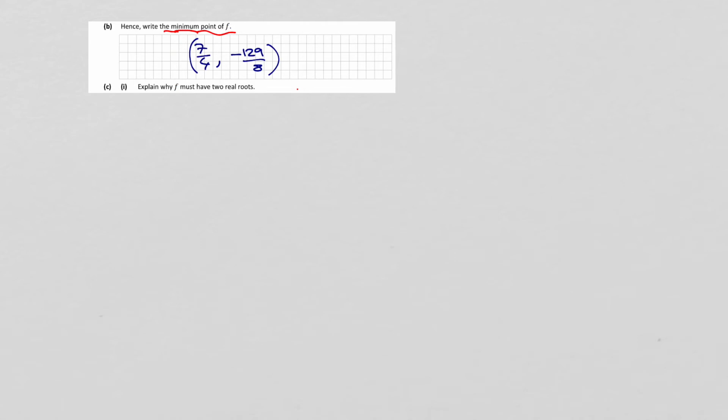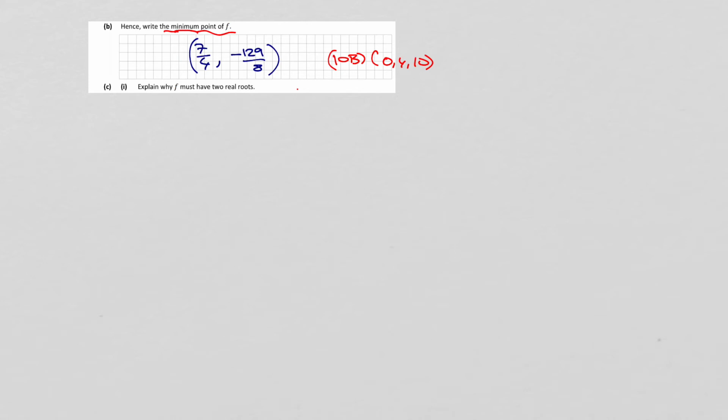And that's 10 marks going for that. So it's either right or partially right, or it's wrong. In other words, if you get one of the coordinates right, you take off from 4, both right, and you get 10. So we then have to explain, well, why must f have 2 real roots?